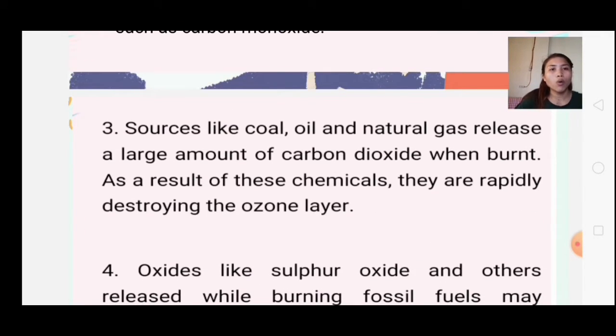Sources like coal, oil, and natural gas release a large amount of carbon dioxide when burned. As a result of these chemicals, they are rapidly destroying the ozone layer. So, coal, oil, and natural gas can produce carbon dioxide kung masunog. This is one of the main reasons nga maguba ang atoang ozone layer.